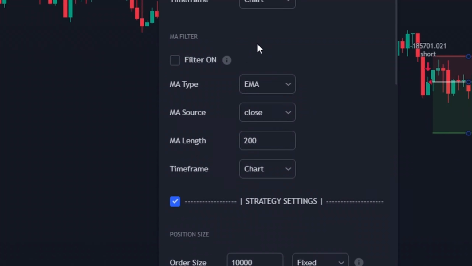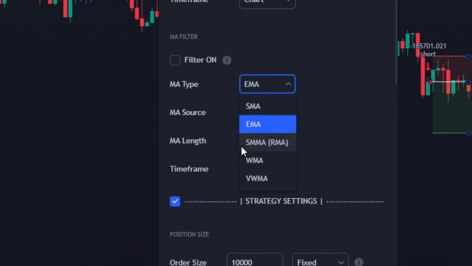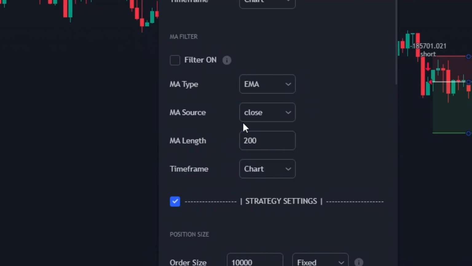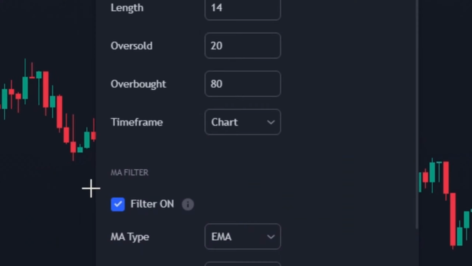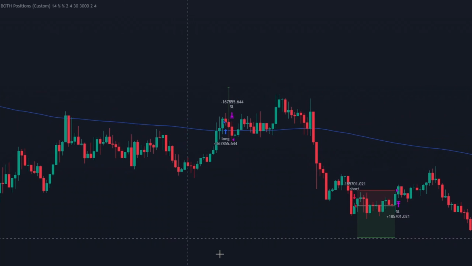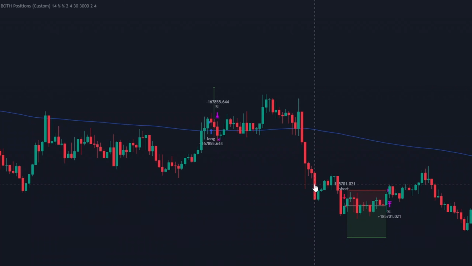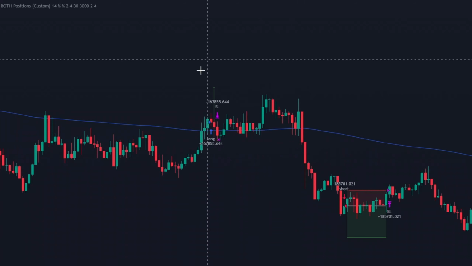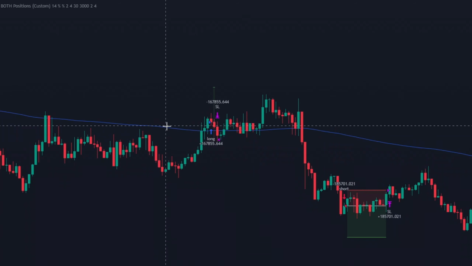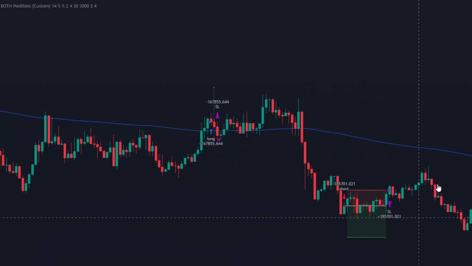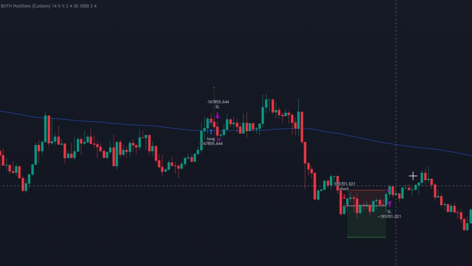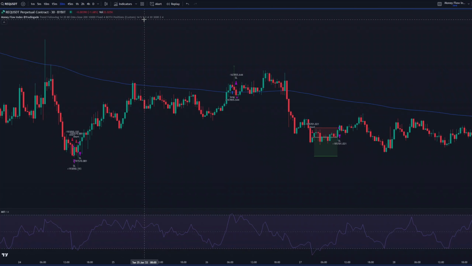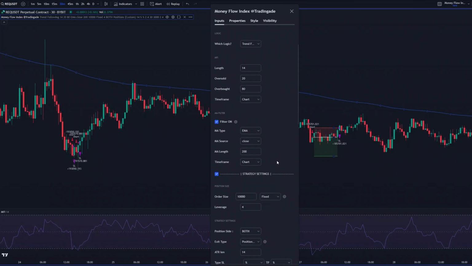And other than that, we can add a filter which is based on a moving average, and it's a classical moving average filter. So you can choose the moving average type, the source, length, and the time frame of the moving average. By turning on the filter, you will see that the moving average is plotted on the chart. And the logic is really simple. Long positions are valid only if they are above the moving average, whereas short positions are allowed only if they are below the moving average. So classical moving average filter. So these are all the rules and the filters.